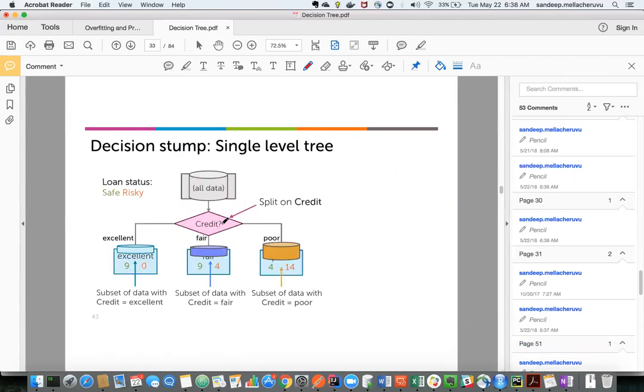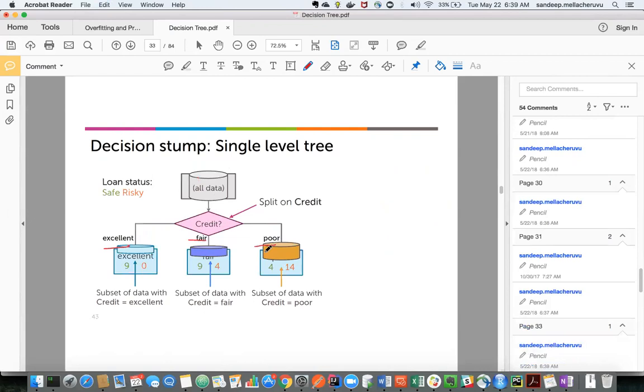So we start splitting on credit. I don't know, it could be income also. But let's try to split by credit. If we try to split by credit, then we have excellent, fair, and poor as the answers, or the branches. Each branch, you can try to count the number of safe loans versus risky loans when credit equal to excellent. Number of safe and risky loans when credit equal to fair, and same thing for poor as well.